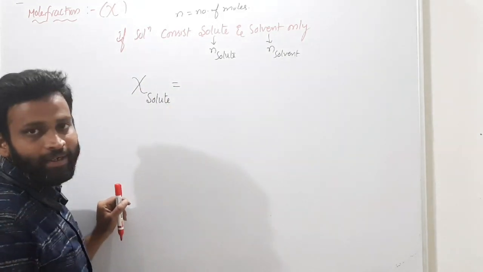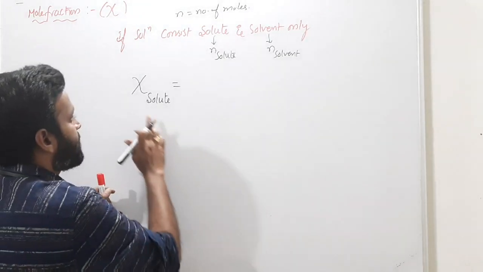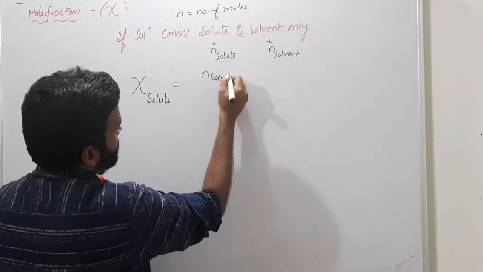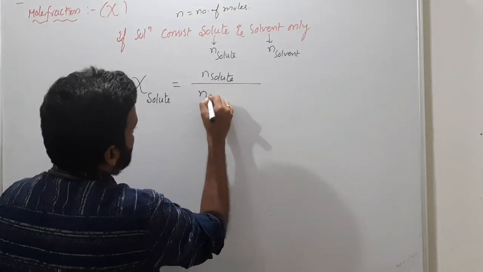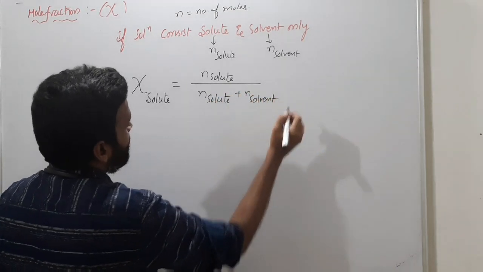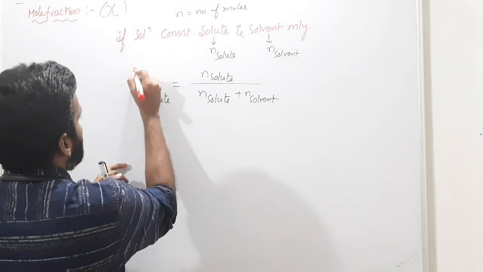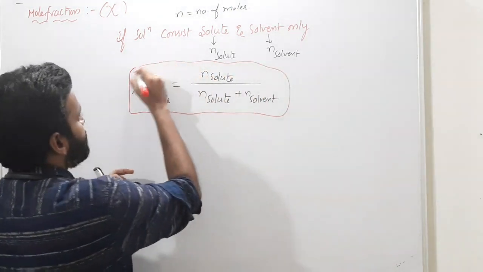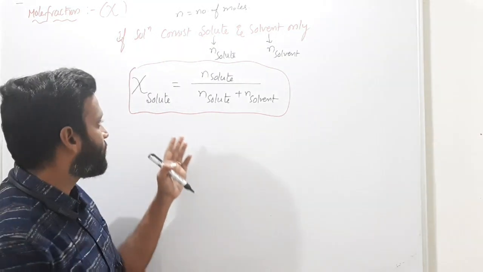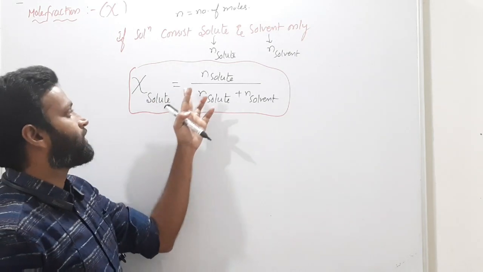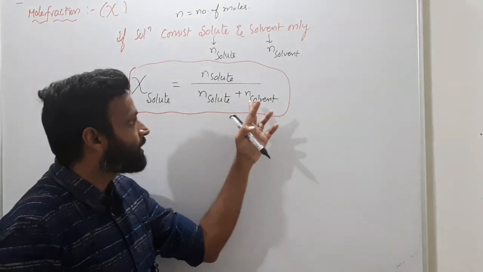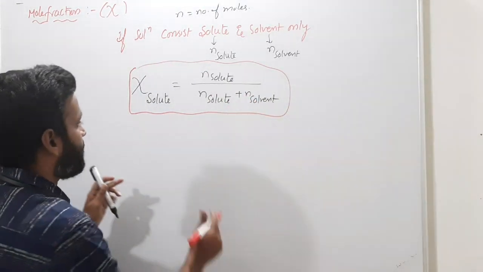You can also write Xi. So the mole fraction of solute is equal to number of moles of solute by number of moles of solute plus number of moles of solvent. What is the formula of mole fraction of solute? Mole fraction of solute is equal to number of moles of solute by number of moles of solute plus number of moles of solvent. Very important.